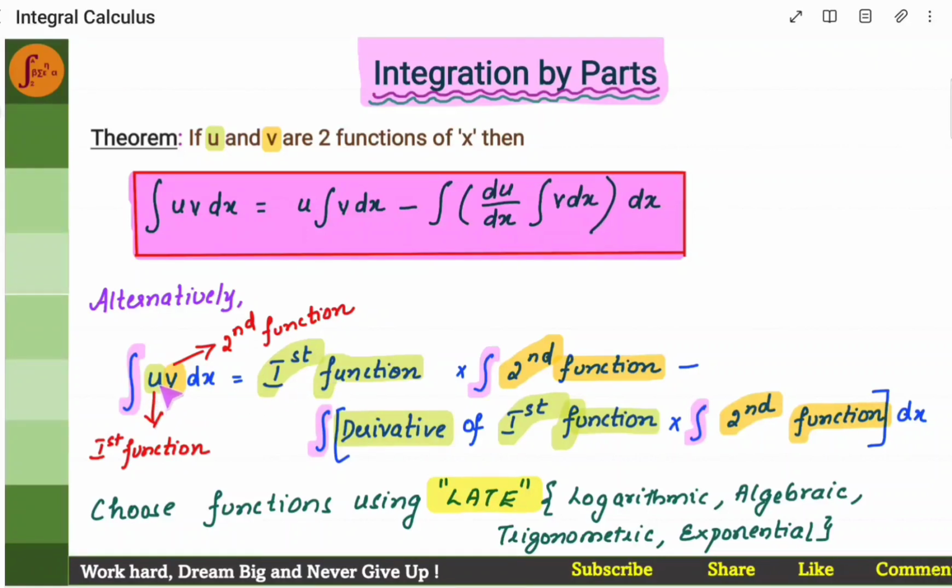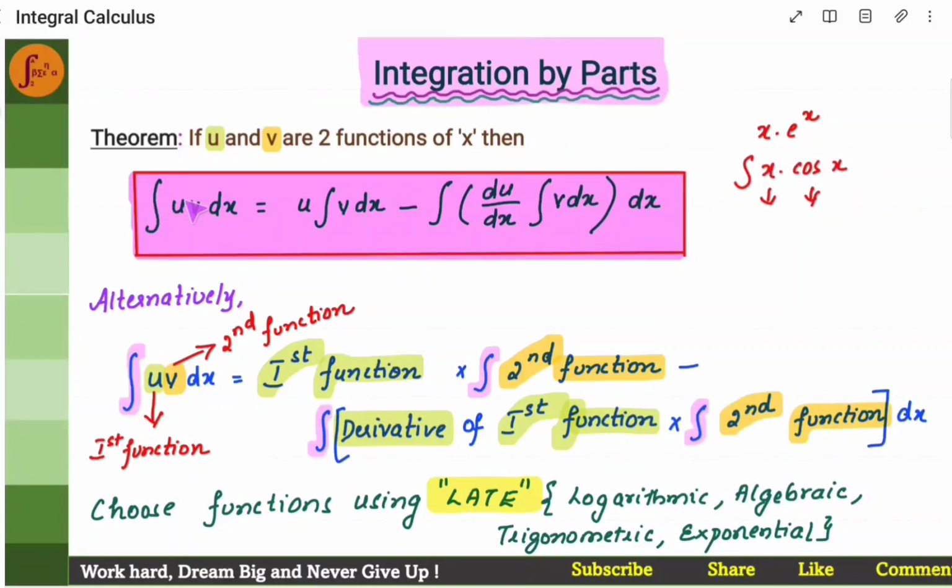For example, you have function u and function v. You have a product of two functions. For example, say you have x into e to the power x or x into cos x. So you have two functions here, right? So when you have such functions, how do you integrate? How do you find the integral?